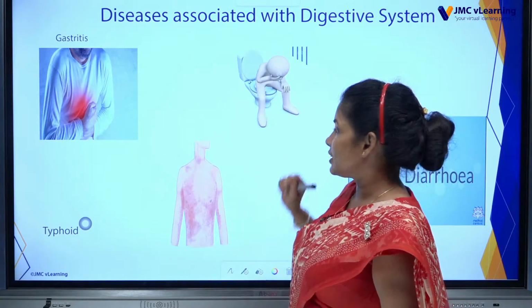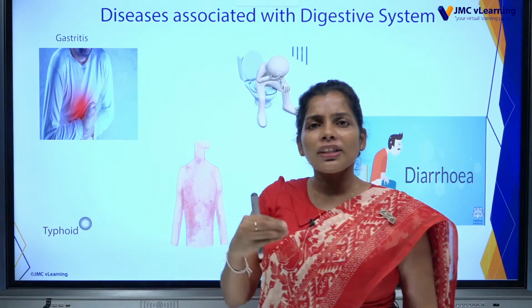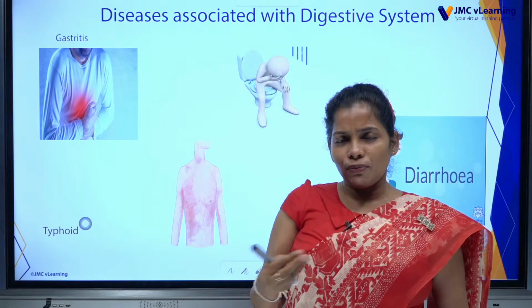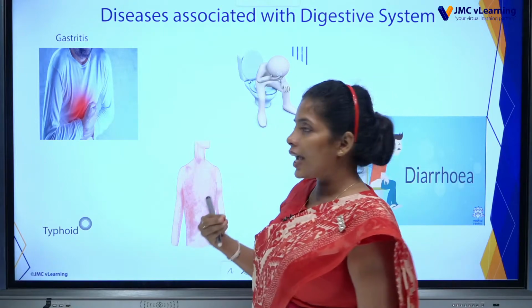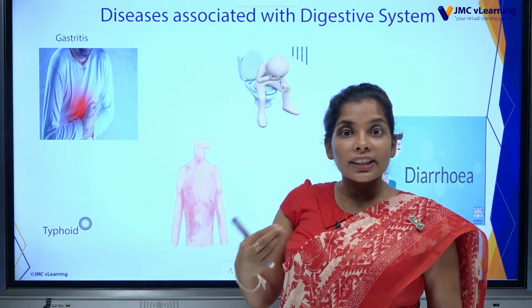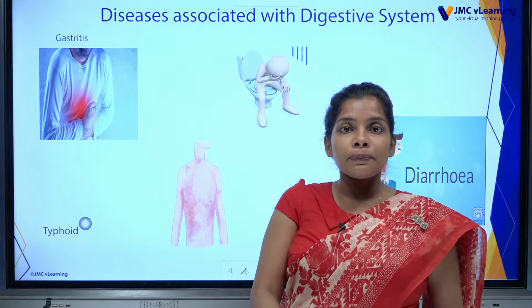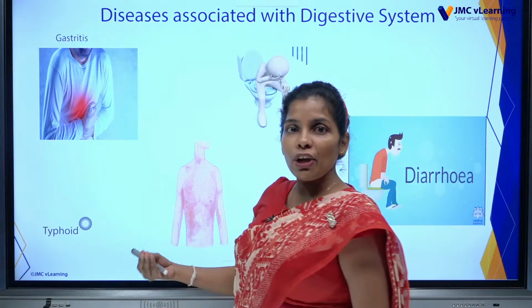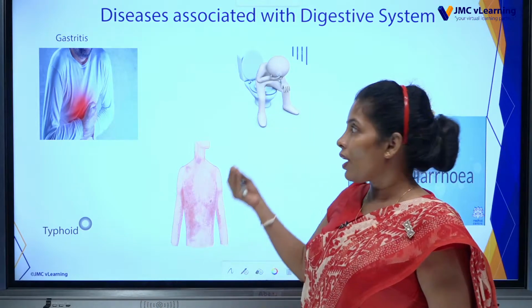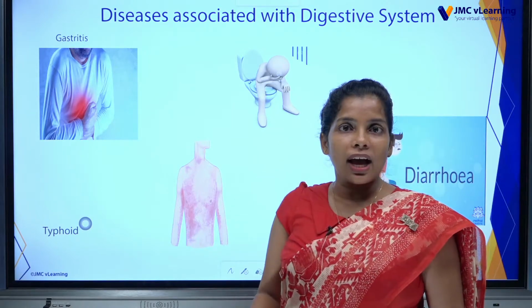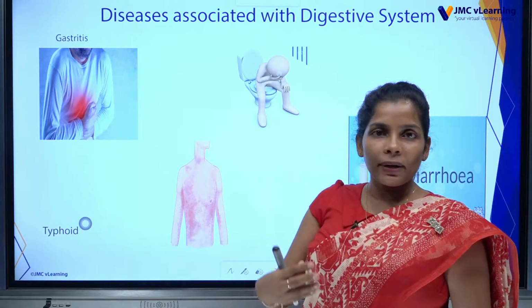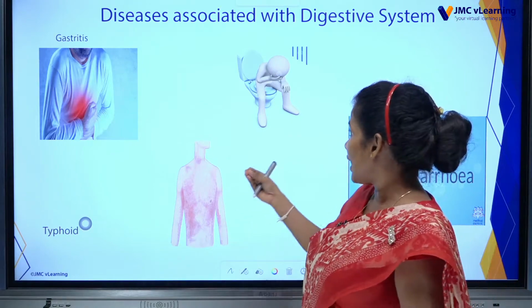And the next one is constipation. Constipation means you are not taking fluid. If you are not taking fluid and not taking fibers in your diet, maybe you have constipation. So what are the symptoms in those diseases? Vomiting and abdominal pain, this is it.